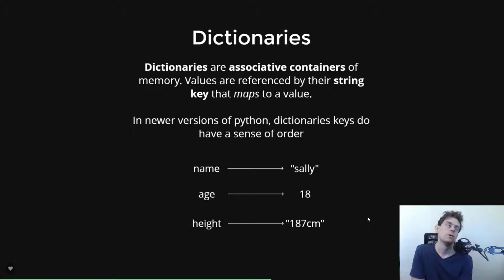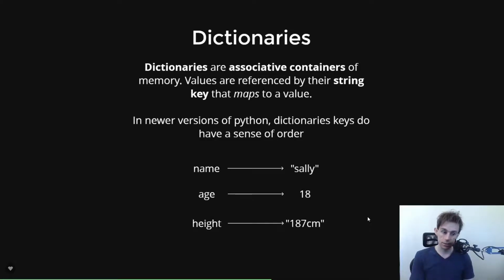Sometimes they'll be called objects in other languages, but essentially they're a way of mapping A to B, where A is what we call a key and B is what we call a value. Generally speaking, your key is usually a string. It doesn't have to be a string, but it's usually a string.